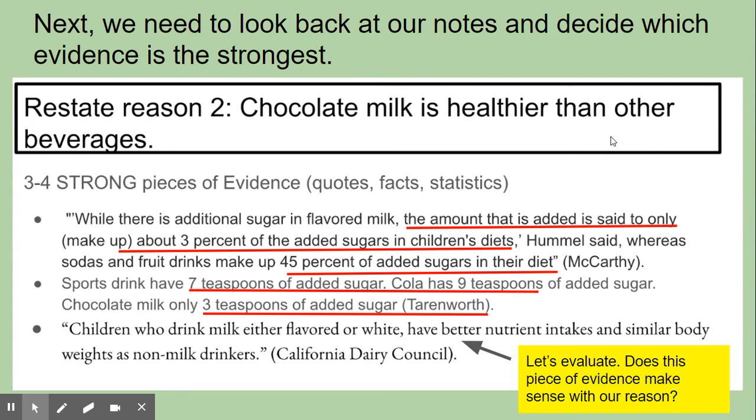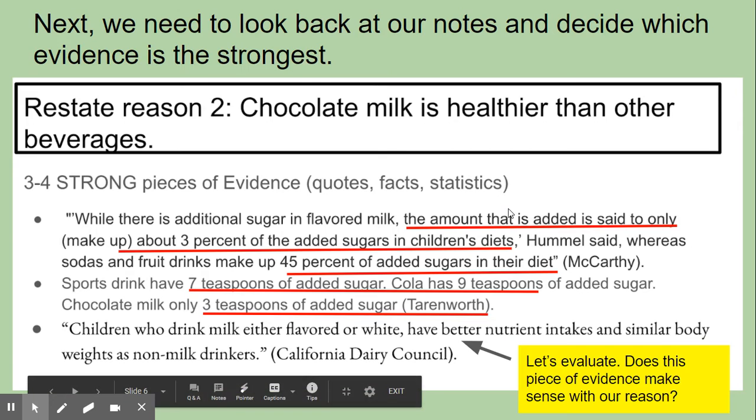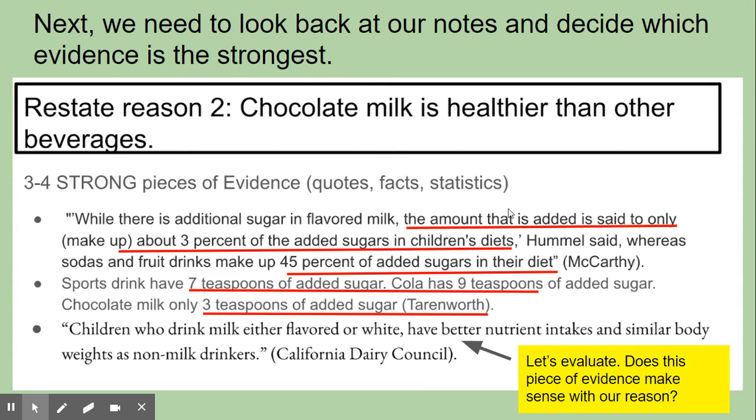All right, let's continue. Next, we need to look back at our notes, looking at the bullets in our graphic organizer, and decide which evidence is the strongest. So I had 3 pieces of evidence here, but that doesn't mean I'm going to use all 3 pieces. Let's take a look, and I might pick out the parts that I think are strongest in telling us how chocolate milk is a healthier option than other beverages.